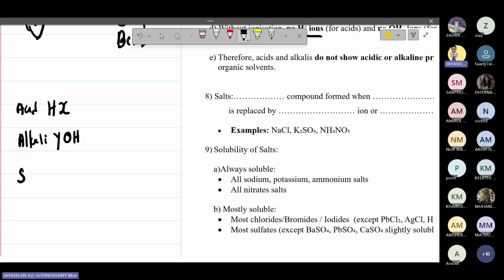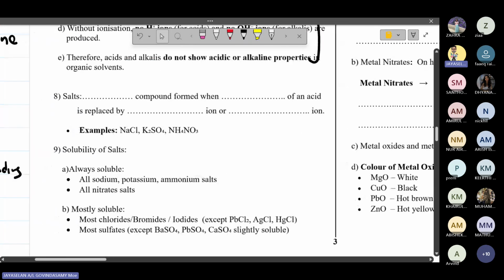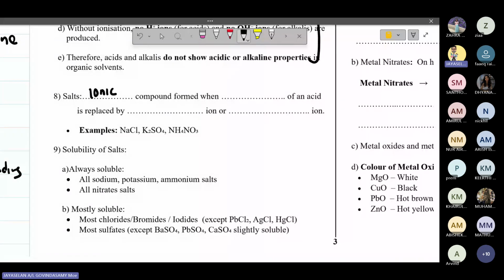Okay, when they have salt, that means you take the front part from the alkali and join it with the back part of the acid, Y X. This is salt. And salt is made up of what bonding? Ionic bonding. So if in the exam they ask what is meant by salt, salt is an ionic compound formed when the hydrogen ion from an acid is replaced by any metal ion or replaced by this ion. What ion? Ammonium ion. Okay, that is salt.